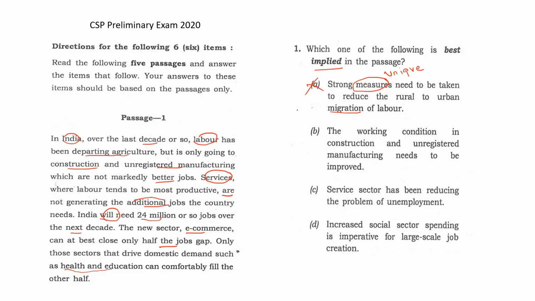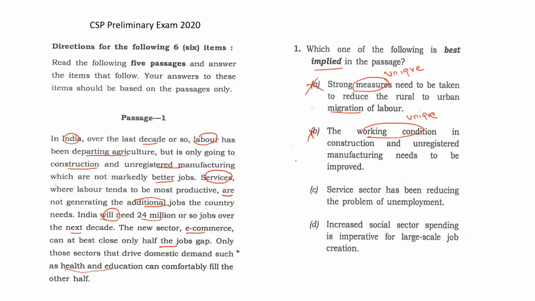Option B: the working conditions in the construction and unregistered manufacturing need to be improved. Working conditions. Again, this is a unique keyword. Every option has a unique keyword. Whichever unique keyword is supported by the information, we consider. But I don't see any working conditions. Yes, there is information about construction and unregistered manufacturing, but no information is given about the working conditions. Option B is gone.